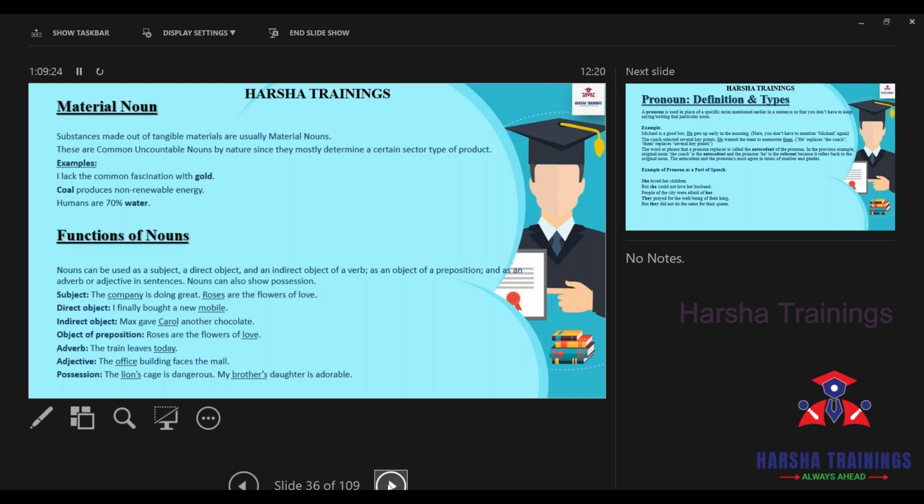Gold ornaments, we make gold ornaments. What is that made of? It is made of gold. So that becomes a material noun. Coal. Coal produces non-renewable energy. So coal becomes a material noun, right?